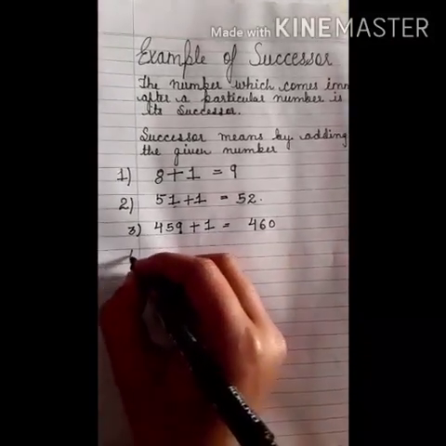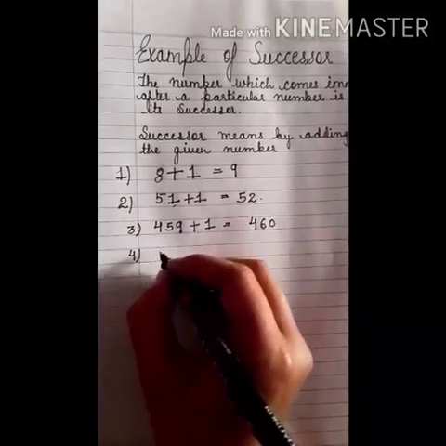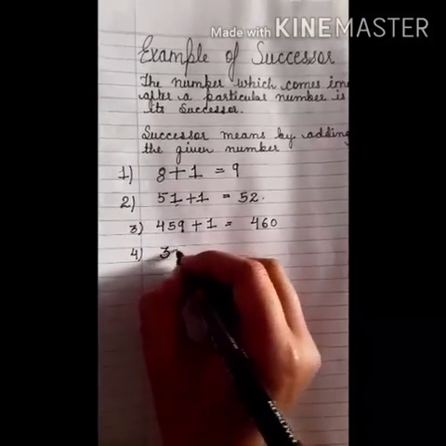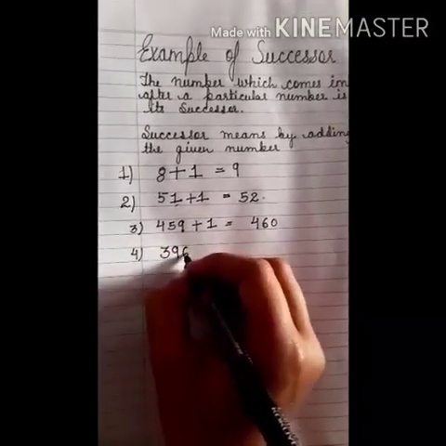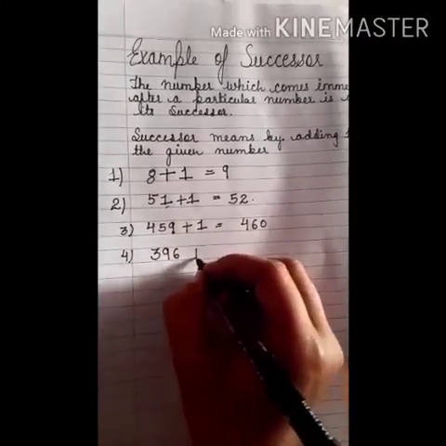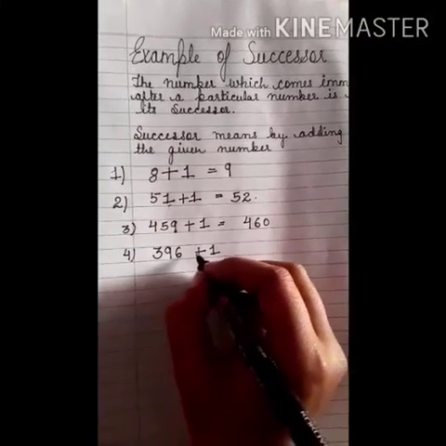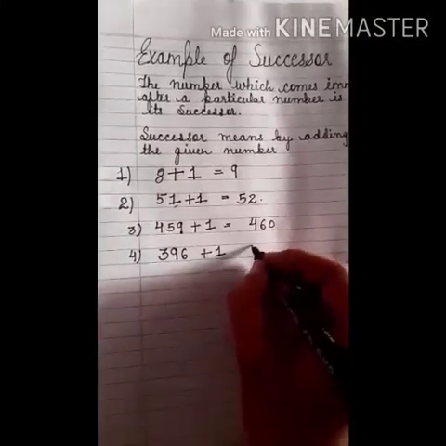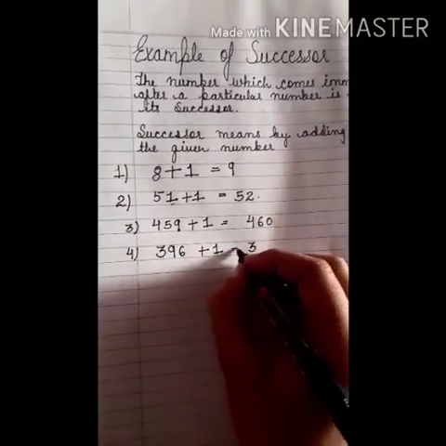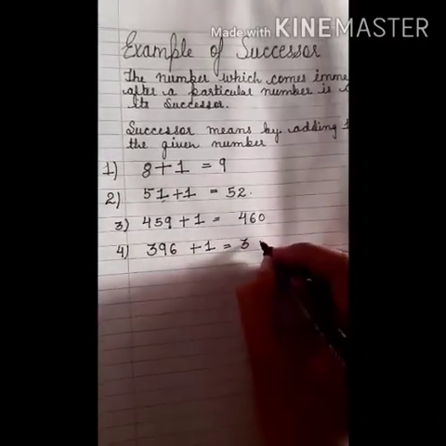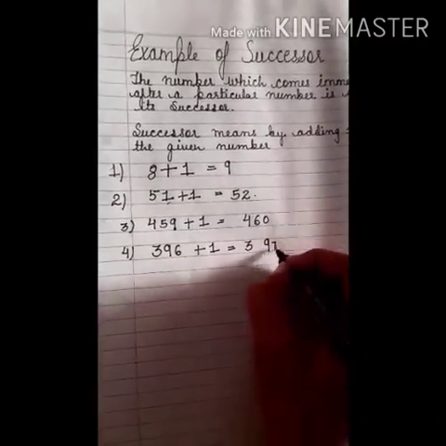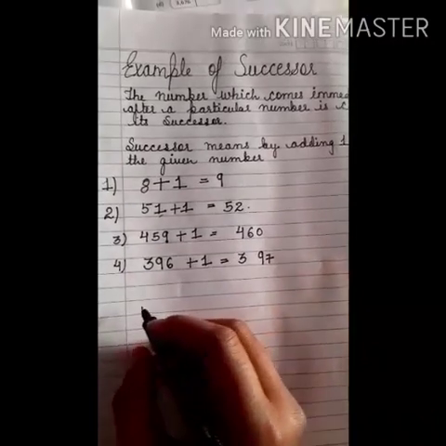Let us take one more example. 396. Again we'll do plus 1. So it will become 397. Okay.